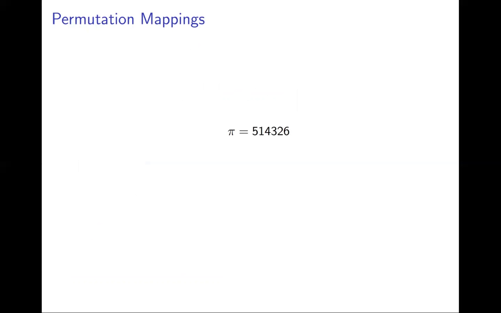So to go through the mappings, let's say that pi is the permutation 514326. One mapping we can do is find the reversal of pi, which we get by just writing pi backwards. Simple enough.